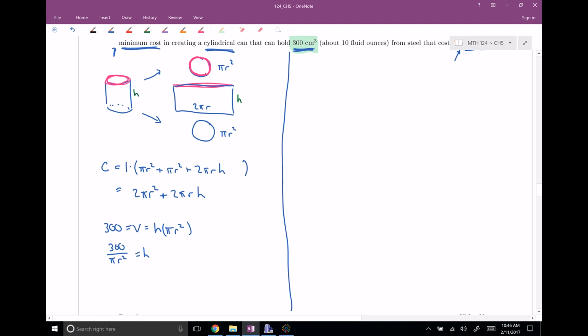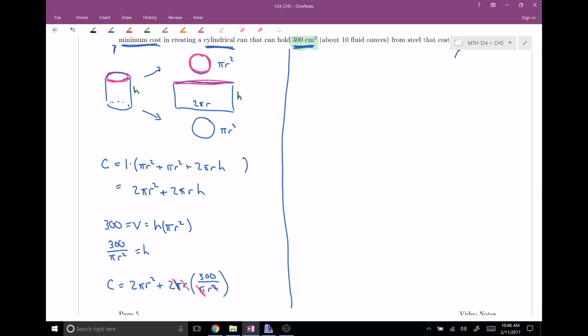So, okay, now that I know what height is, I'm going to write the cost function as 2 pi r squared plus 2 pi r, and everywhere I see an h, I'm going to plug in this thing. So that's going to be 300 divided by pi r squared. We can see there's a little bit of cancellation that happens, right? There's a pi in the top, pi in the bottom. There's an r down here, in fact there's 2, and there's an r up here. So this is going to simplify down.